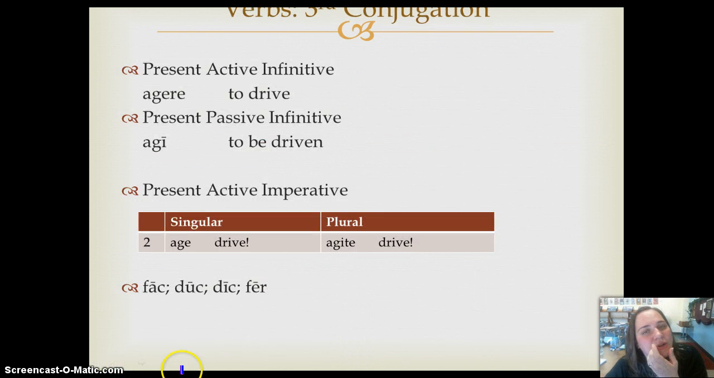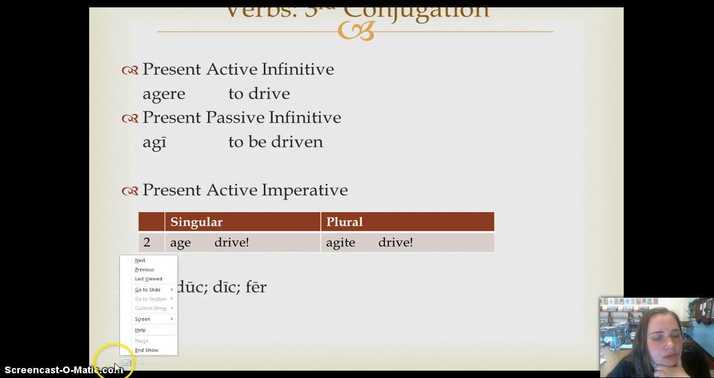The last thing I want to draw your attention to is how to form, or I suppose there's two more things I want to draw your attention to. Present active infinitive, as always, second principal part. Present passive infinitive: you remove, here, let me get to my pen, you remove the entire ere and replace it with an i, and that is how you get the present passive infinitive. So agere, to drive; agī, to be driven.